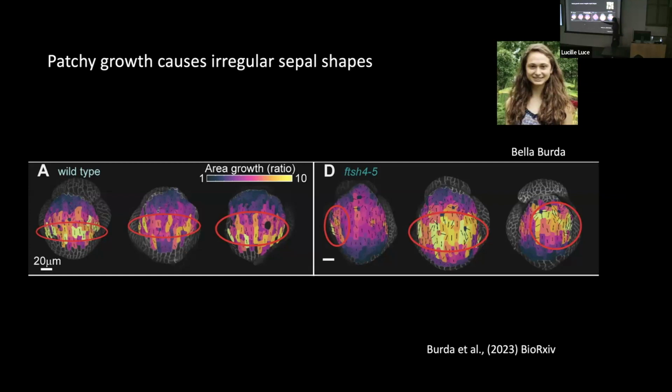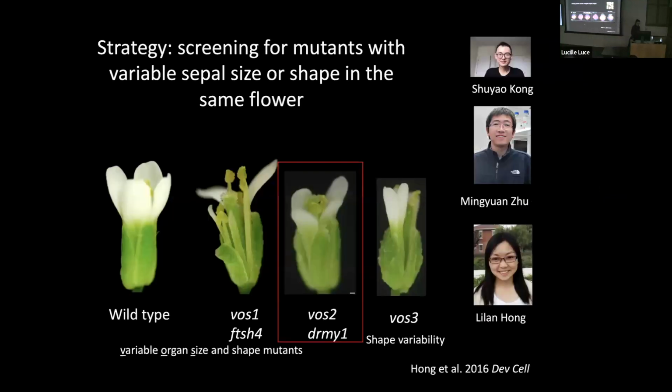In her VOS1 or FTSH4 mutant, what you can see is it's really patchy. We've got patches of fast growth and patches of slow growth in the wrong places. And that correlates with how these sepals become very irregular shapes because they're growing too fast here, too slow here. It makes this irregular sepal. So Bella's done a beautiful job showing that.